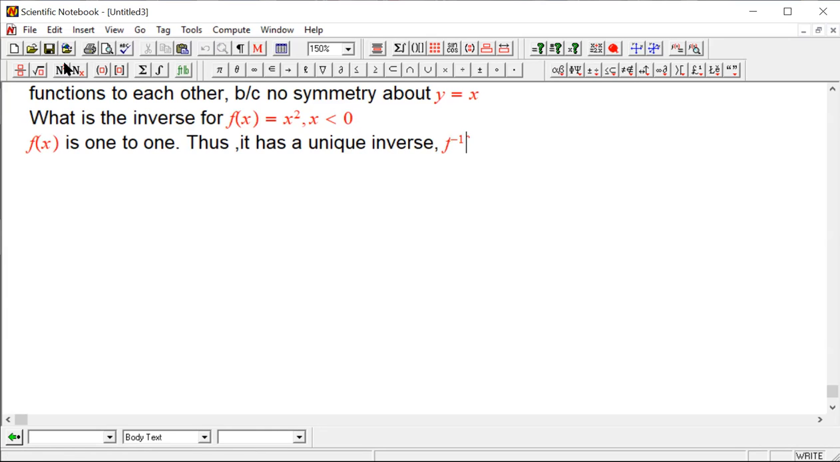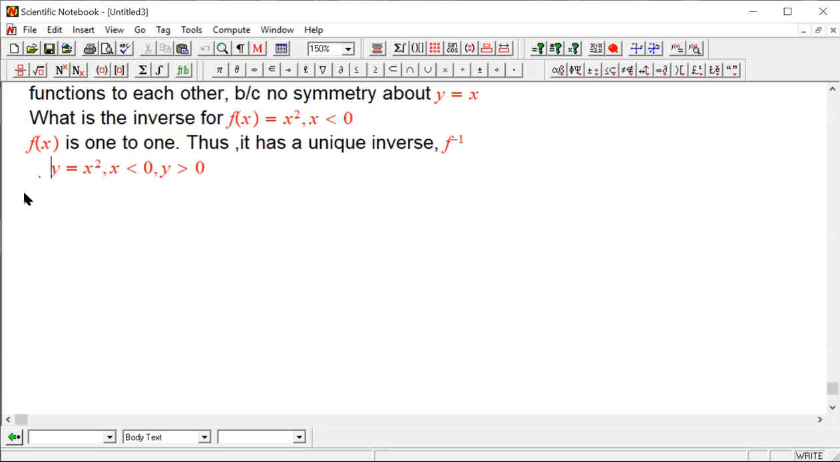We don't know what it is yet, so let's find it. How do we find the inverse? We're going to bring the function in the state as y equals x squared. The domain for x is less than 0. How about y? Well, if x is negative, x times x will be positive. So y will be positive, right?